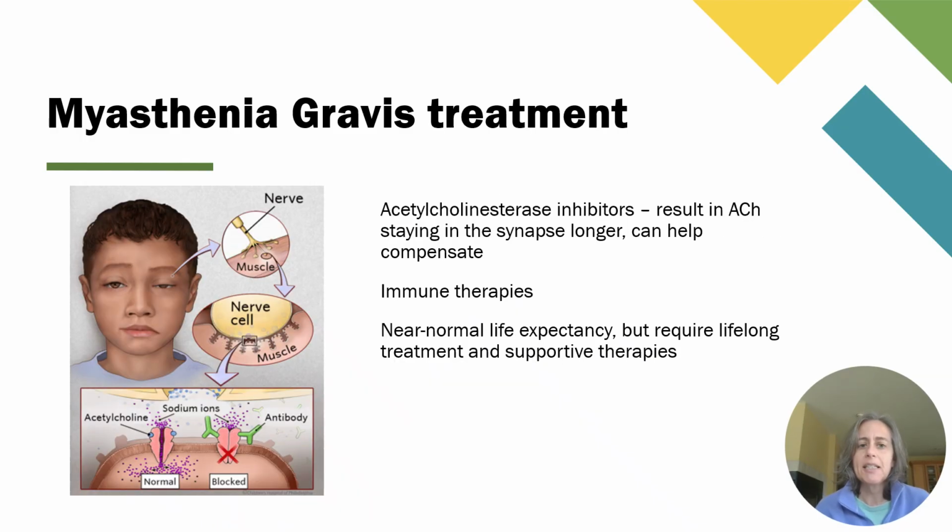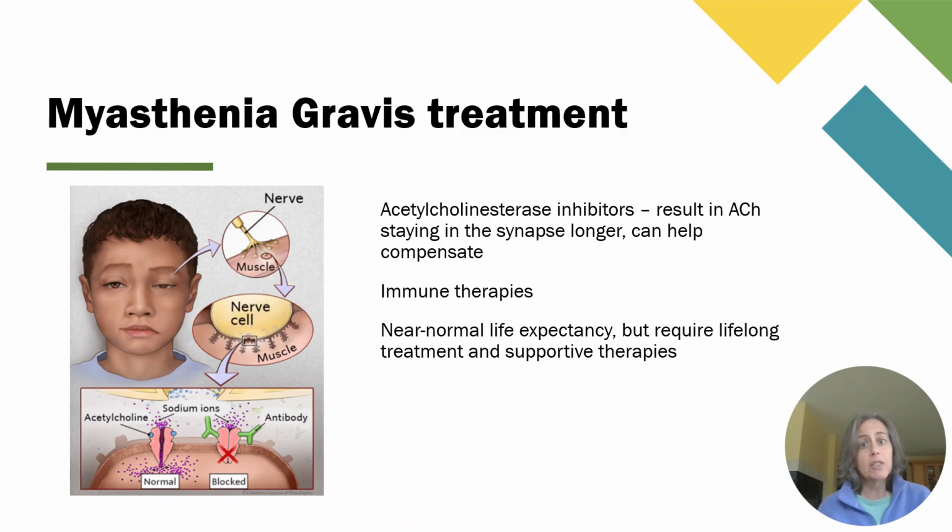The treatment for myasthenia gravis is interesting. One of the treatments is medicines called acetylcholinesterase inhibitors. Remember, acetylcholinesterase is the enzyme that normally breaks down acetylcholine. If we inhibit those, acetylcholine isn't getting broken down as readily and it stays in the synapse longer. The thinking is that not all of the receptors are being blocked at any one time, and by allowing the acetylcholine to stay in the synapse longer, it's more likely to find an unblocked receptor to bind to. So that can absolutely help compensate and help with symptoms.